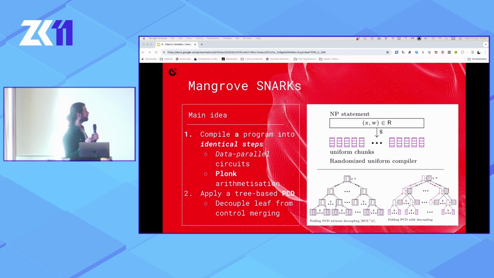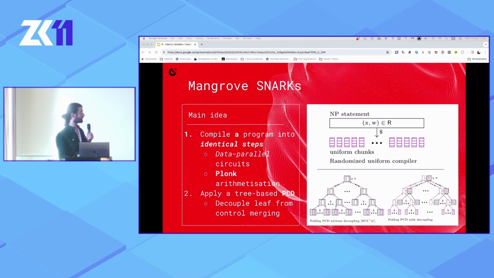In particular, Mangrove takes advantage of the PLONK arithmetization, the vanilla PLONK, because this is very close to data parallel circuits. In PLONK, you have gate constraints and you have copy constraints. Gate constraints can be split very easily, very naturally, whereas copy constraints are global. So a chunk that you create in this approach may reference another wire which is in a different chunk. But they have a way to address it that we are going to see in a moment.